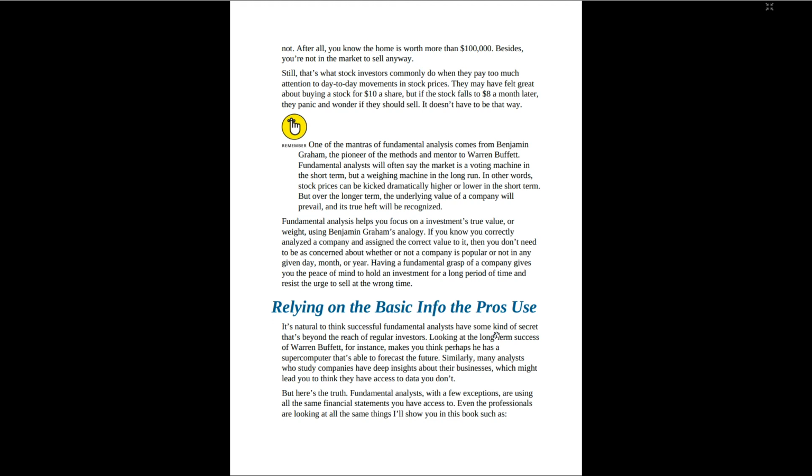Fundamental analysis helps you focus on an investment's true value or weight, using Benjamin Graham's analogy. If you know you correctly analyzed a company and assigned the correct value to it, then you don't need to be as concerned about whether or not a company is popular on any given day, month, or year. Having a fundamental grasp of a company gives you the peace of mind to hold an investment for a long period of time and resist the urge to sell at the wrong time.